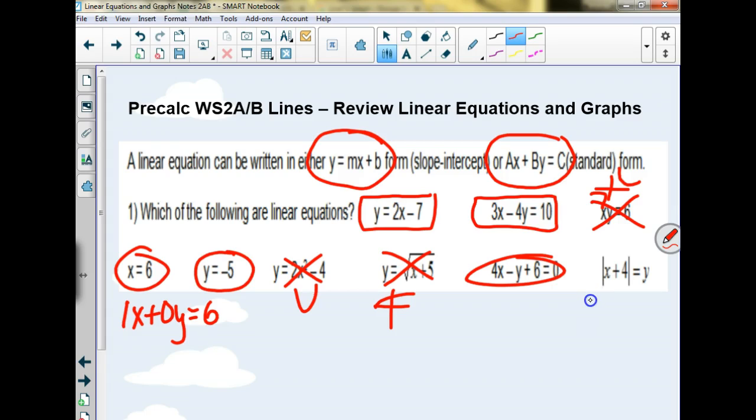You're probably right. Come on. Oh, guys, somebody remembers. Absolute value. It's a V. Is that coming back to you? Is that what you're going to say? Good job. It's not linear. It is a V graph.